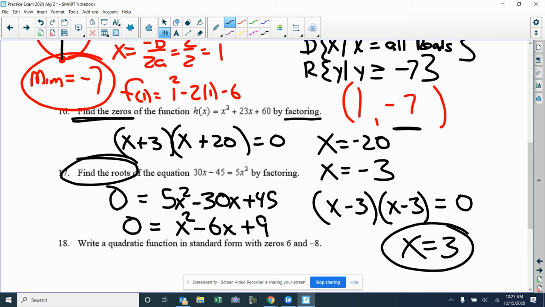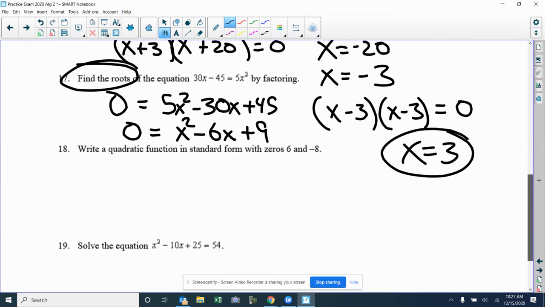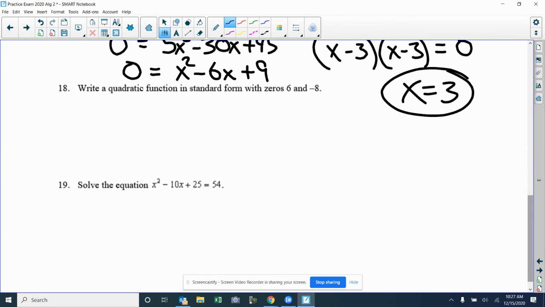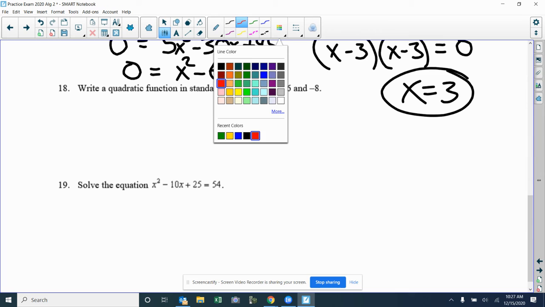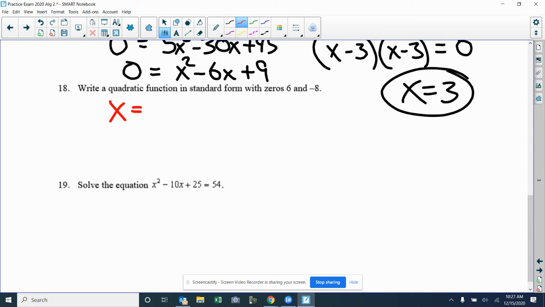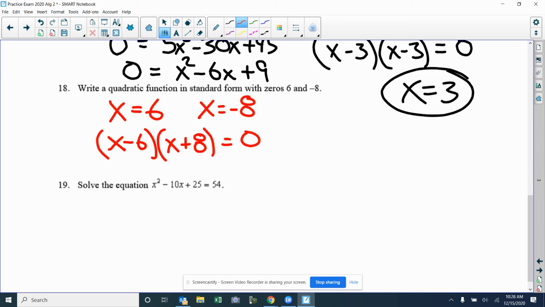18. This one should be a simple problem, but students fail to do a couple things here. Don't be one of those, okay? Take this, say x equals 6, x equals -8, bring the 6 over, becomes minus 6, bring the 8 over, becomes positive 8. And now you're down to algebra 1.